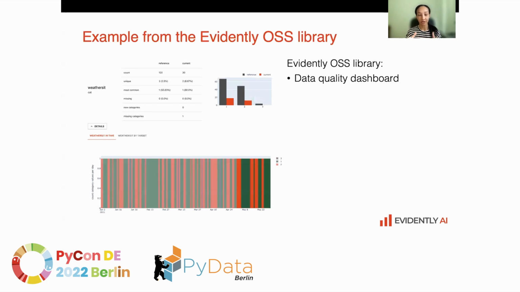Evidently, we have a pre-built dashboard that helps you to analyze data quality. And if you have reference and current or just current data, you can easily create the Evidently dashboard, either interactive one or in JSON format, and see a lot of descriptive statistics or results of comparison and see whether the data quality is good enough.